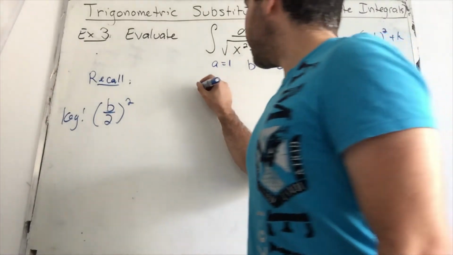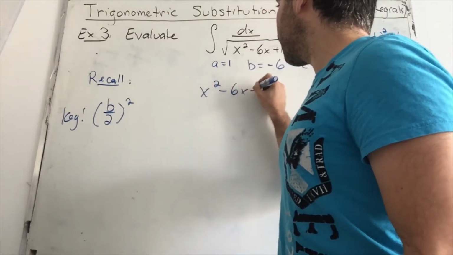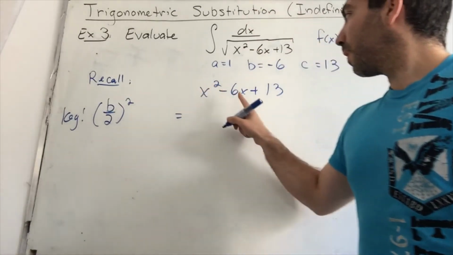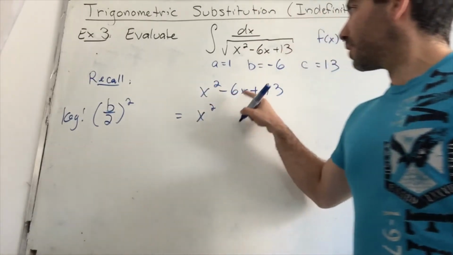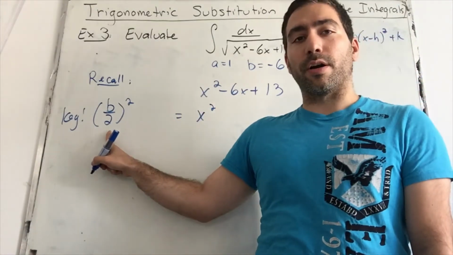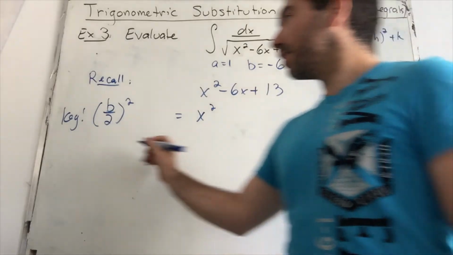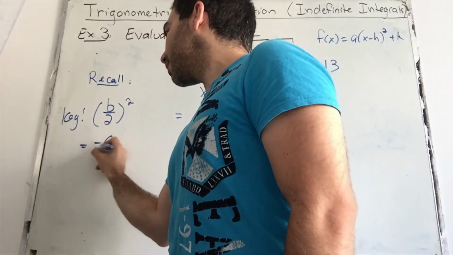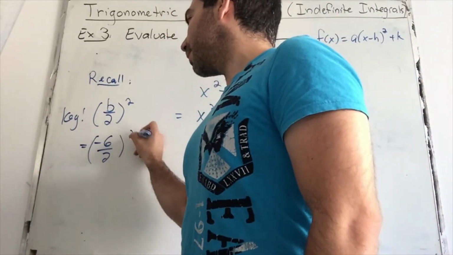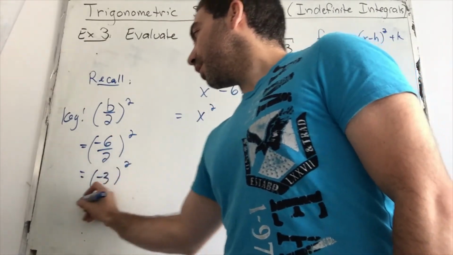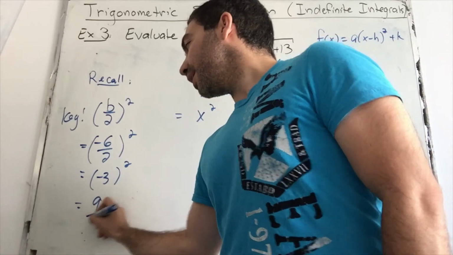So the idea is you have x squared minus 6x plus 13, and that's equal to x squared. We're going to leave this and we're going to plug into our key value here. What's our b? We've established that b is negative 6. Let's plug it in. We get negative 6 divided by 2, all that squared. Negative 6 divided by 2 is negative 3, all that squared. And negative 3 squared is 9. 9 is the magic number.